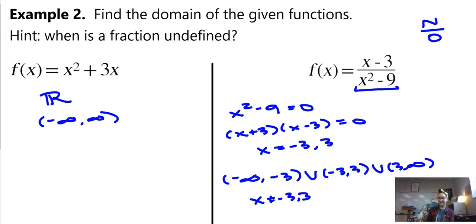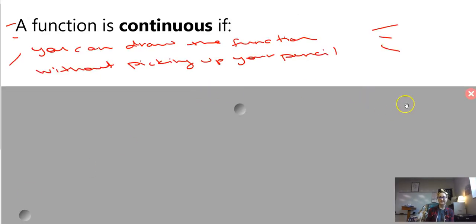So if we were to come back here, the pieces I had to leave out of the domain for this rational function were wherever the denominator was 0, right? -3 and 3. Well, that's what we call it in algebra, the gaps in our domain, right? In calculus, we call those our discontinuities. Okay, so let's put that in our notes as well.